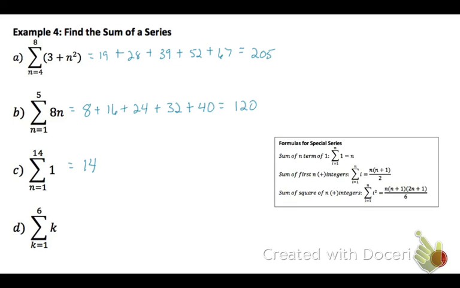Now D, we have a series where we're just adding up the position numbers. So 1 plus 2 plus 3 plus 4 all the way up to 6. There is a formula to find that. I'm just going to go ahead and write out my terms because it's a finite series and it's not going to take me long. Then when I add all those up, I end up with the sum of 21.